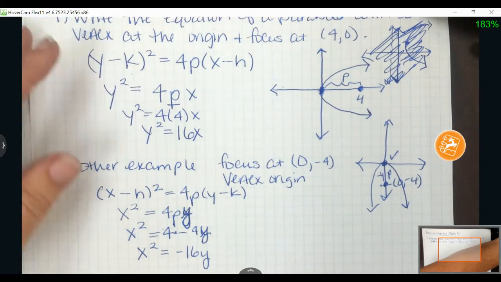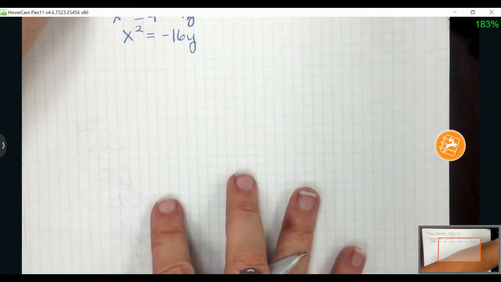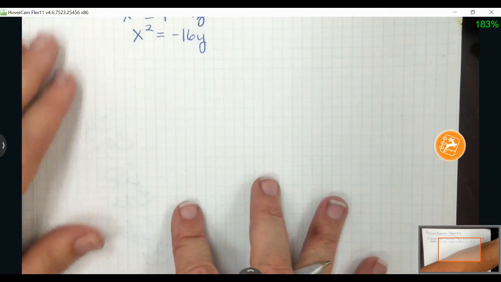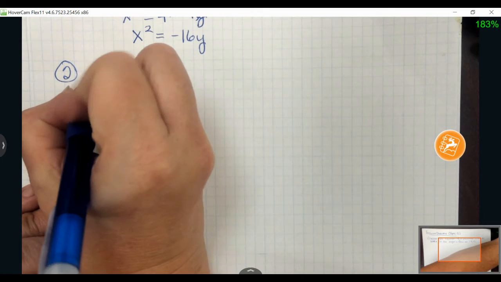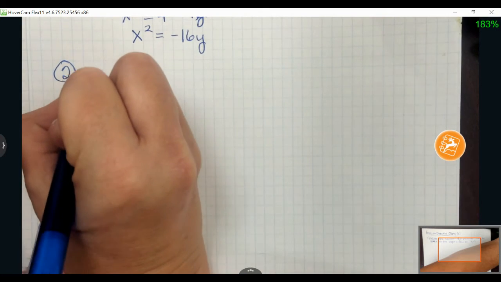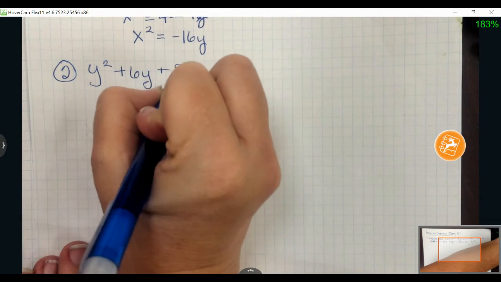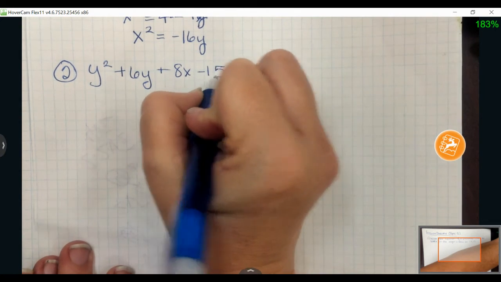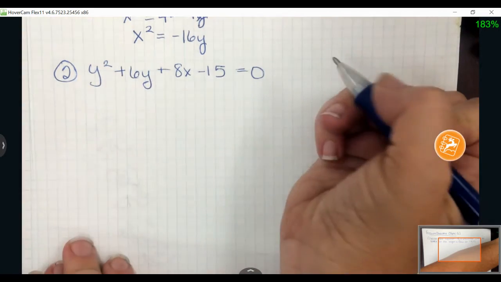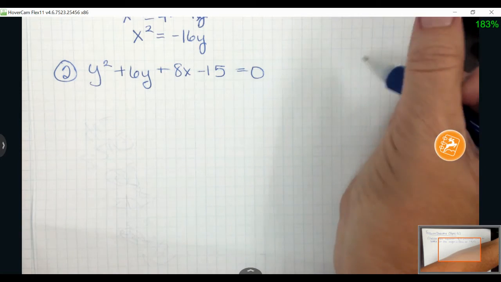All right, now let's look at the problem that's actually on your paper. And I want to talk a little bit about how this is one of the places where it is actually super useful to know how to complete the square. So the problem says to rewrite the equation y² + 6y + 8x − 15 = 0 in conic form. And then we're going to find the vertex, the focus, and the directrix.